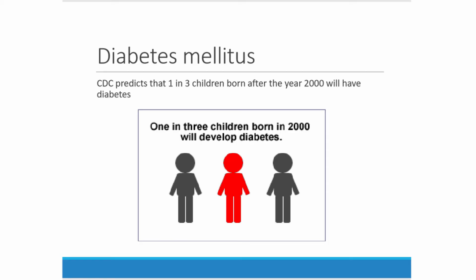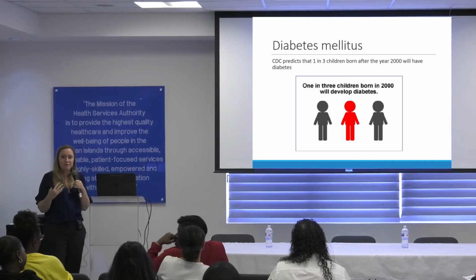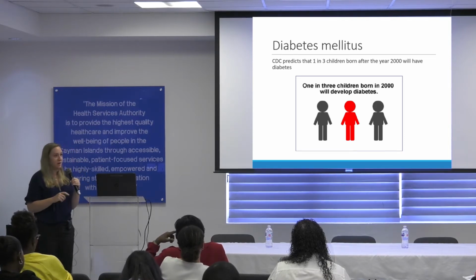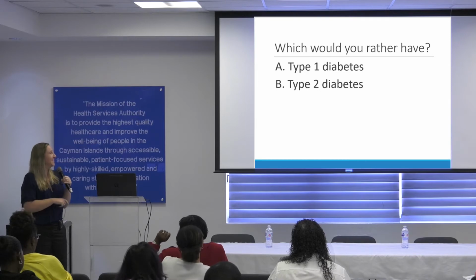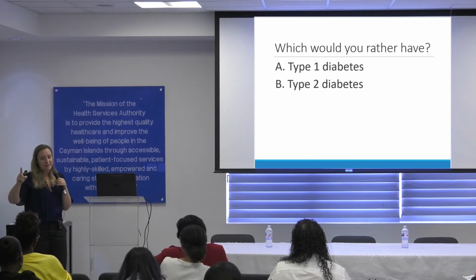The CDC predicts that 1 in 3 children born after the year 2000 will have diabetes. This is terrifying me. I have 2 kids, I mean, a third one, and then I'm like, okay, well, which one? And it's just something that you have to sit there and think about, this is really serious. And so whenever I put this up, I'm like, oh, wow, no, that's why I only have 2. I'm not having 3.